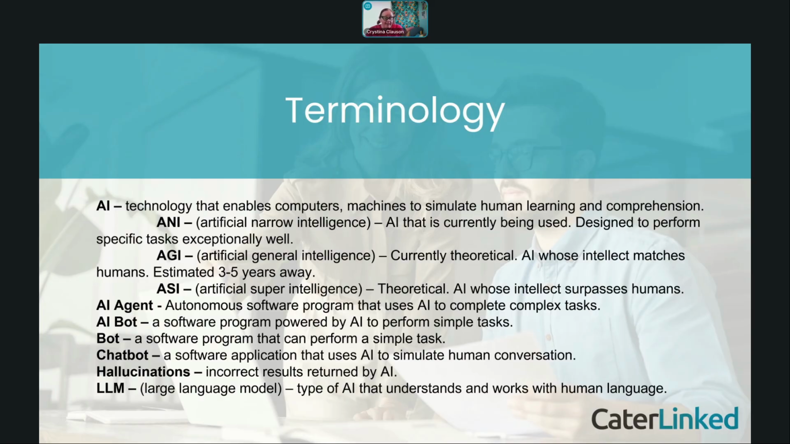And a chatbot is a software application that uses AI to simulate human conversation. In some situations, a chatbot can be considered an AI agent, but it's more of an AI agent than it is a bot itself, which is a weird misnomer. And hallucinations. Hallucinations are incorrect results returned by AI. It's where AI makes things up when it doesn't have enough information. We'll talk a little bit about that too. And an LLM, or a large language model, is a type of AI that understands and works with human language.